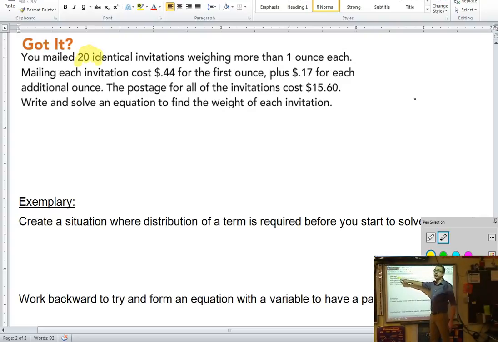All right, last problem we'll do today. We mailed 20 identical invitations. Has anyone ever actually mailed a package, not just a letter? How does that work? Anthony, do you know how to explain this? Did you go to the post office? How does it work to mail something?